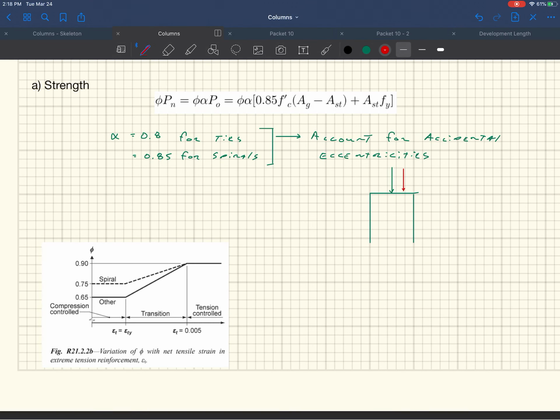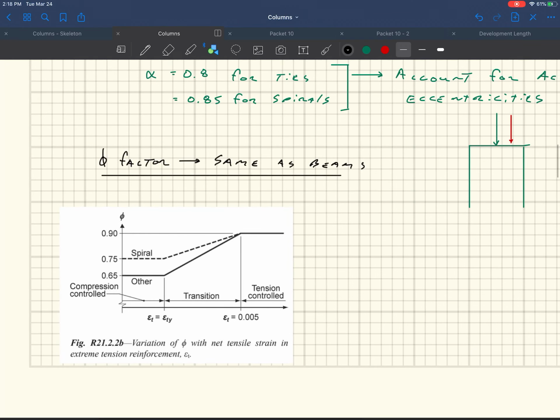And so then what about the phi factor? The phi factor is the same phi factor as beams. So this should not be new to you. So this is what the phi factor is. It starts out dependent. So I guess just to refresh your memory on these phi factors, I kind of mentioned it up above, why that kink shows up in the PM interaction diagram.